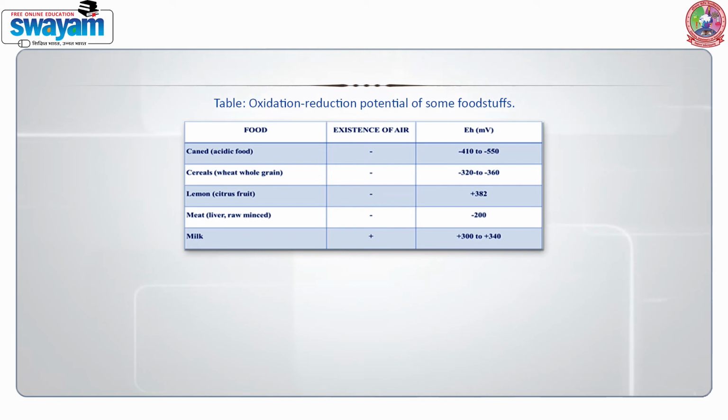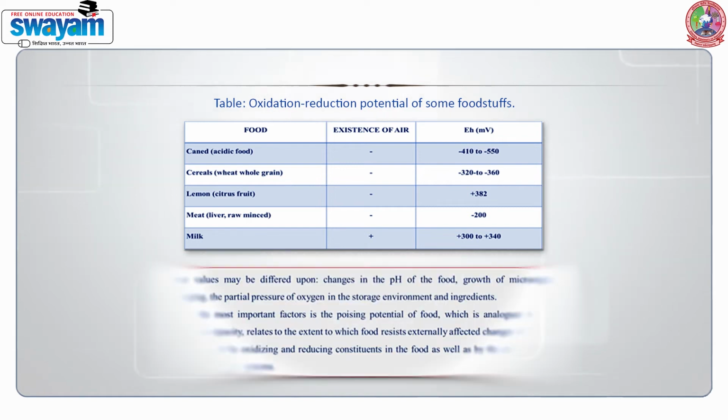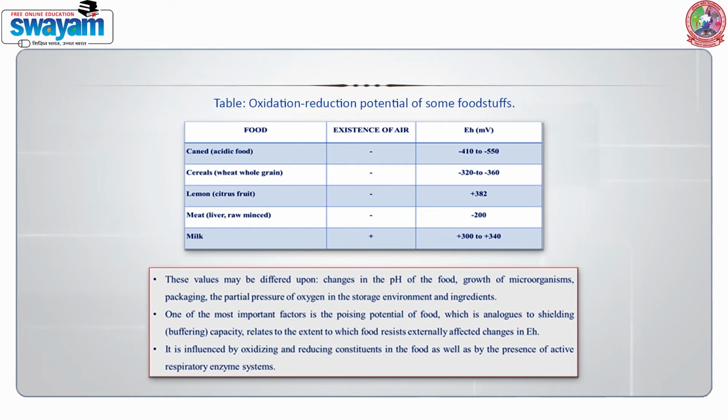In this table, you can see the oxidation reduction potential of some foods like canned cereals, lemon, meat, and milk. These values may differ with changes in the pH of food, growth of microorganisms, packaging, the partial pressure of oxygen in the storage environment, and ingredients.